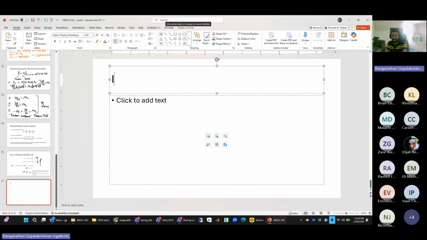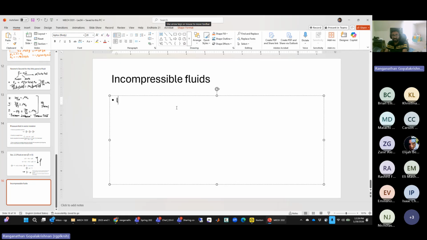Now we want to talk about some specific fluids. Let's talk about an incompressible fluid, which is commonly liquids, or gases at very low velocities. What is an incompressible fluid? I think we talked about it a little on Tuesday. What does being incompressible mean?